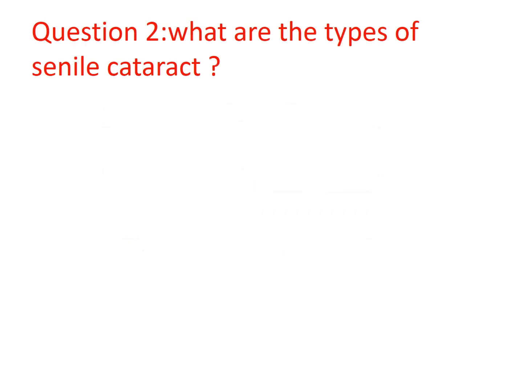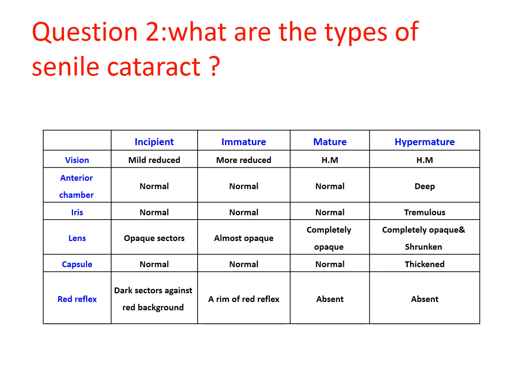So, what are the types of senile cataract? We can conclude now the types of senile cataract. Revise this table. The incipient cataract: the vision is mildly affected. The anterior chamber is normal. The iris is normal. And the lens has, you remember, the opaque wedges on the periphery of the lens with a normal capsule. And I can see the red reflex clearly with these dark sectors of cataract against this red background.